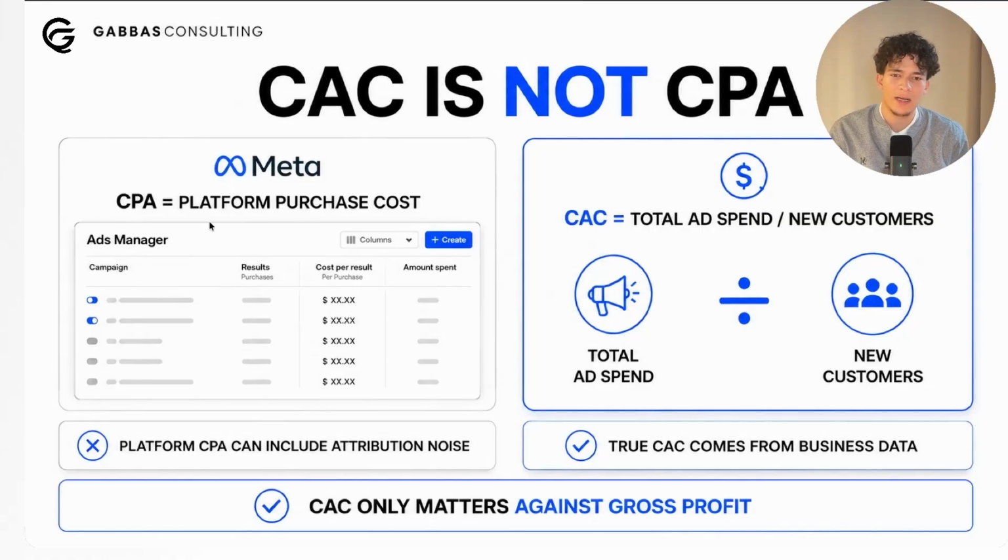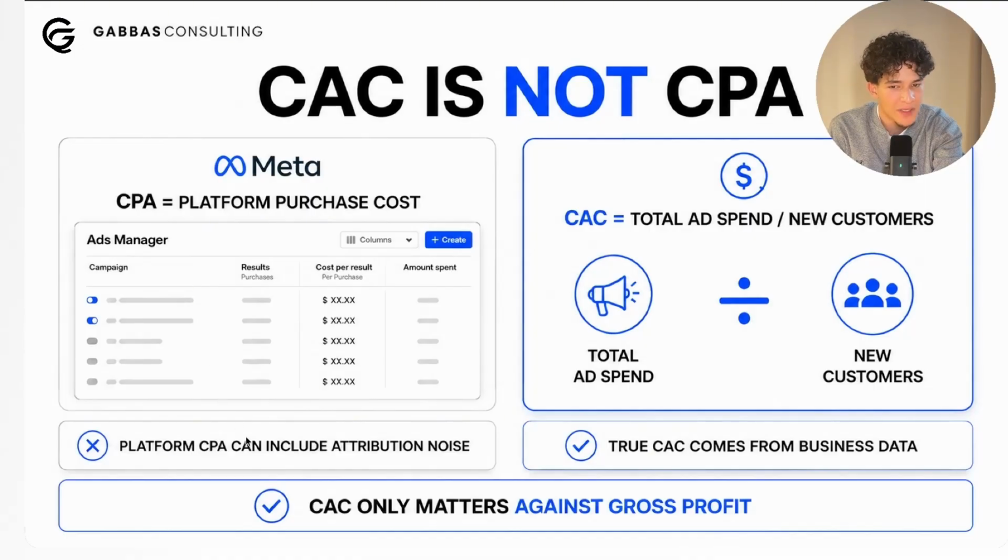A $100 CAC can be amazing if the first purchase creates $300 gross profit, for example. But a $20 CAC can be terrible if the first purchase creates $10 gross profit. And so the pairing metric you have to do with your CAC is gross profit, and not just gross profit in general over their whole lifetime, but on the first purchase. That means you need to know how much profit the average new customer order creates after the product costs, fulfillment, payment fees, and everything else, right?